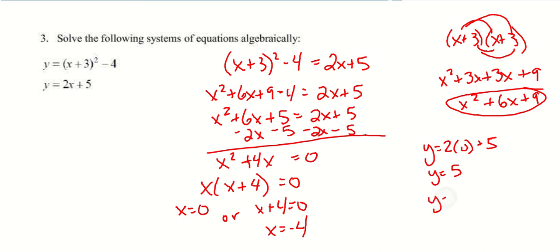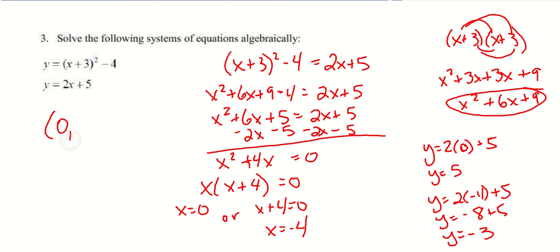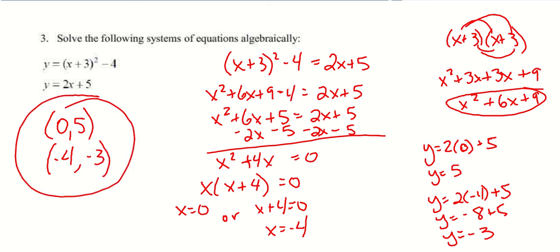And if you plug negative 4 in, 2 times negative 4 plus 5 is equal to negative 8 plus 5. So y is equal to negative 3. So remember, when we plug 0 in, we get 5. So our first solution is the point (0, 5). When we plug negative 4 in, we got negative 3. And there are our two solutions. All right, just double checking.